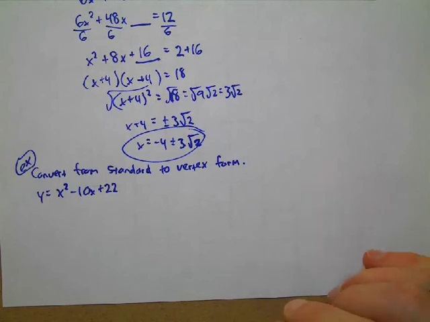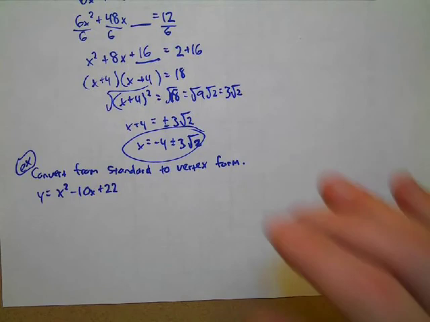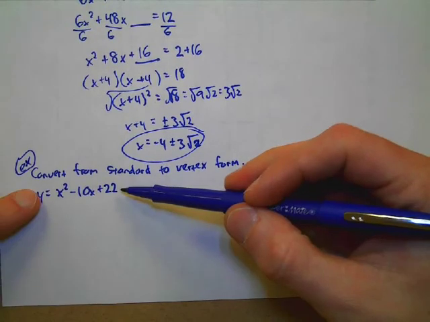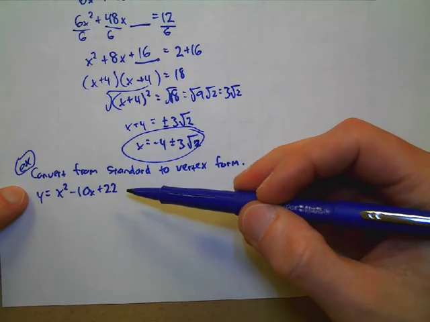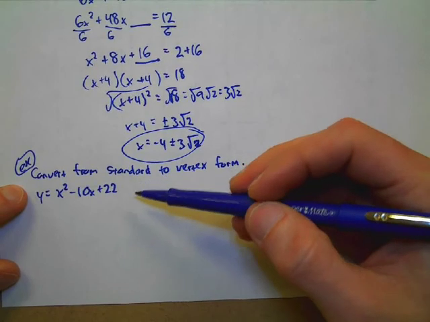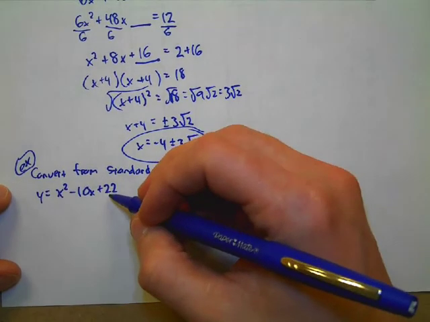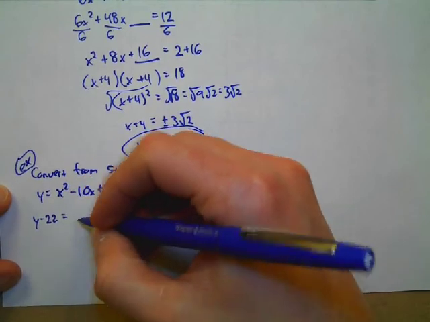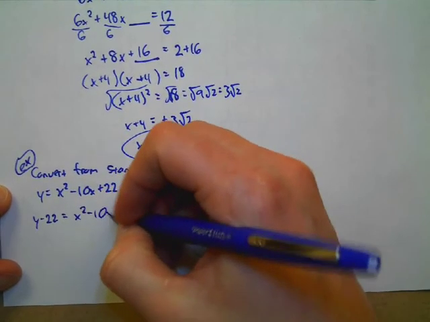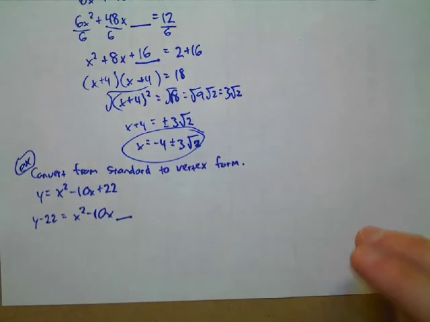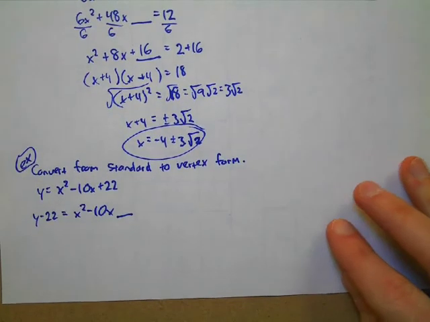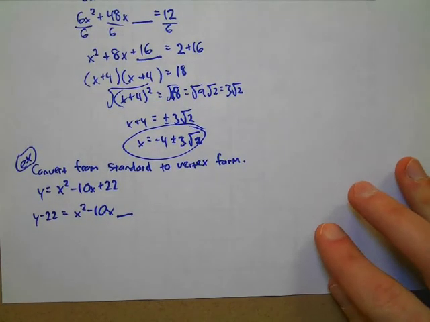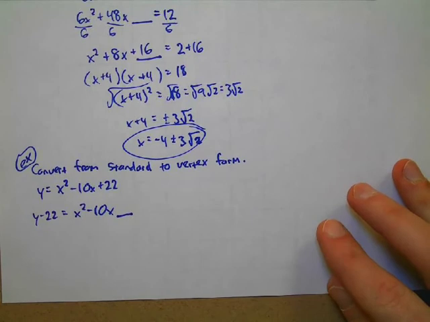Okay, now this is a bit different, right? Because we have an equation, but there's this y over here. You can still do what we've been doing. So in other words, you can still move that 22 over here. So you can make it y minus 22 if you want to equals x squared minus 10x, and then you leave your blank. Okay, and we'll still complete the square like you normally would.